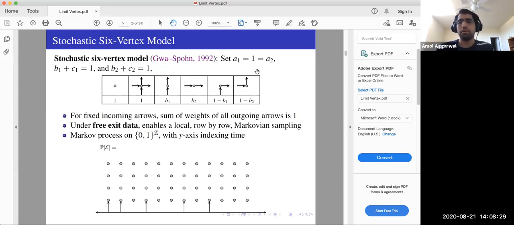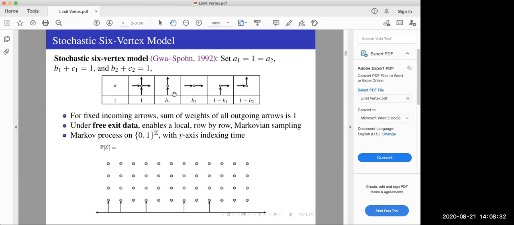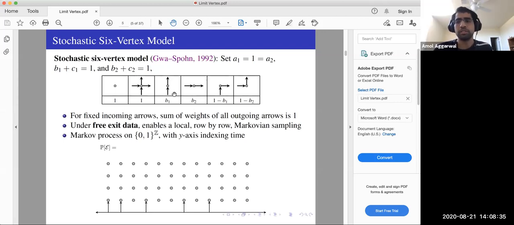So the stochasticity property is the following. It's that if you fix the incoming configuration, then the sum of the weights over all outgoing configurations is equal to 1. So for example, if there are no arrows incoming, then the arrow conservation implies that you can't have any arrows outgoing. There's only one possibility, which is this one, and its weight is 1. Likewise, if you have 2 arrows incoming, then of course there's again only one possibility, and that has weight 1. Now, if there's one vertical arrow incoming, then that arrow can do one of two things. It can go out vertically or it can go out horizontally. But then you see the sum of the weights is equal to B1 plus 1 minus B1, which is 1. And likewise for the horizontal situation.